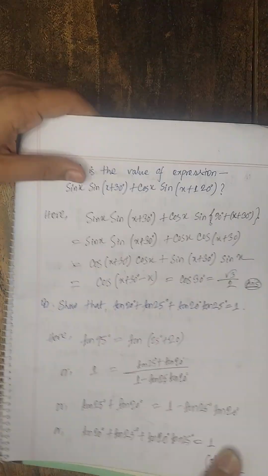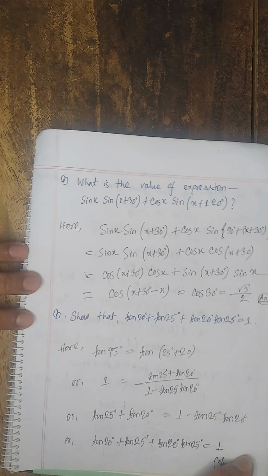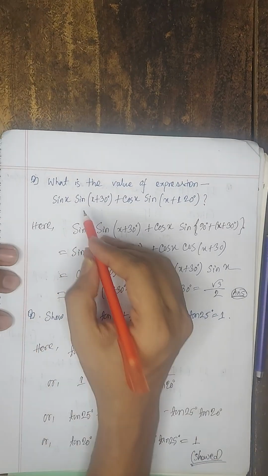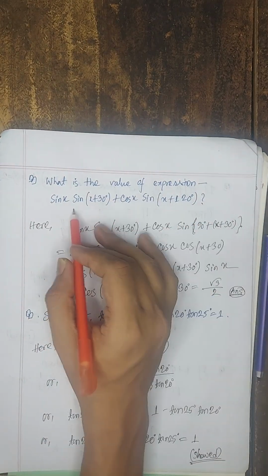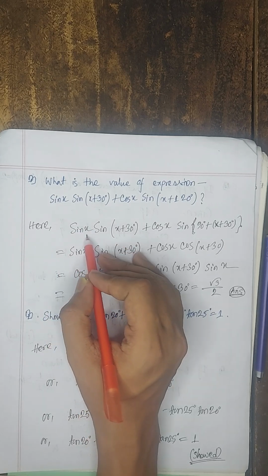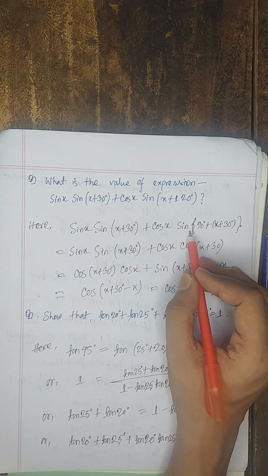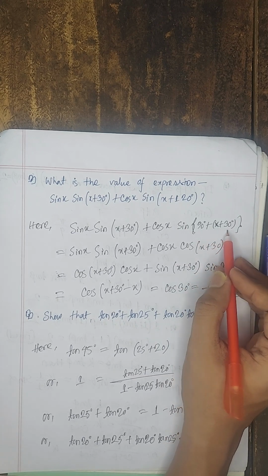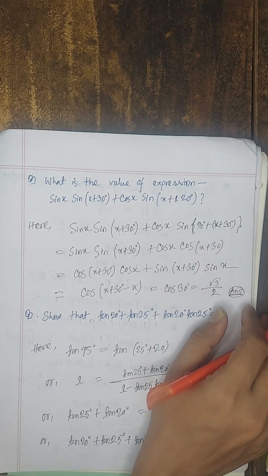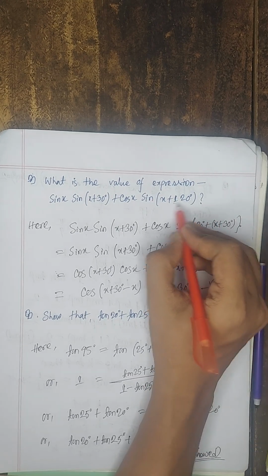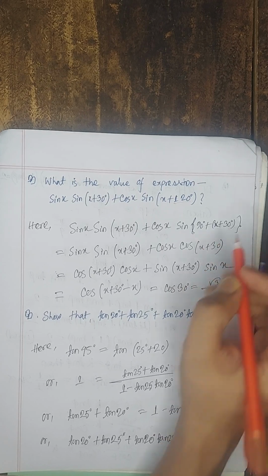now another problem. Here we have to find the value of the expression sin(x plus 30) plus cos x times cos(90 plus x plus 30). Okay, here we convert 120 into 90 plus 30.